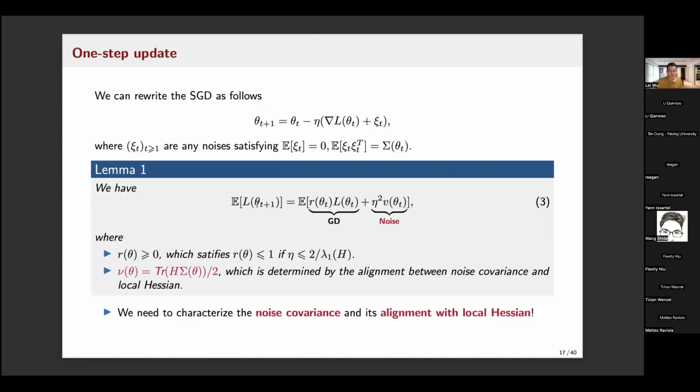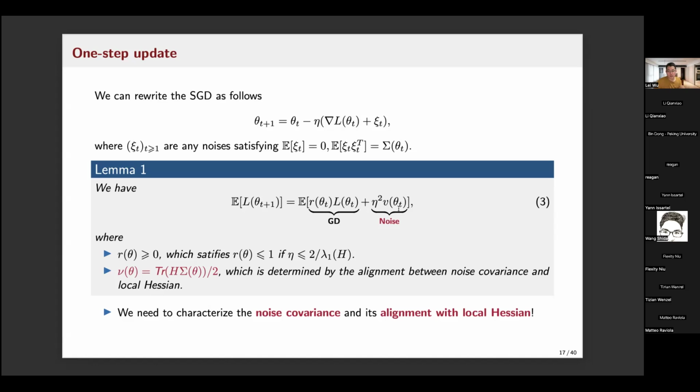So basically, the loss of the next step consists of two terms. This term is determined by the full batch gradient, and this term corresponds to the contribution of the noise. Particularly, we are interested in how the noise, the stochastic gradient noise, affects the stability.